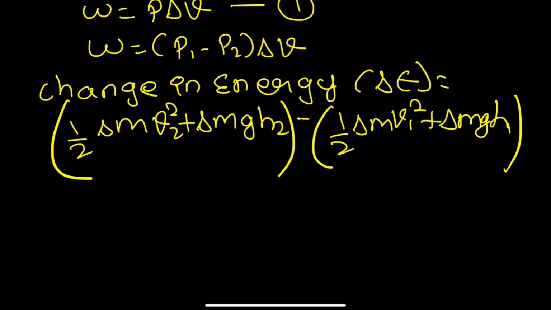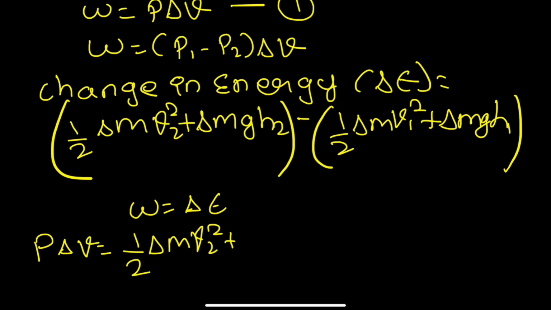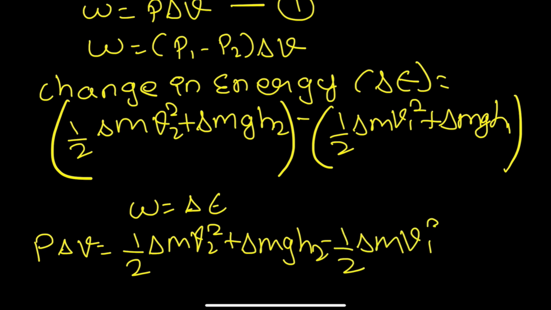Now, we know what the work energy theorem is. So let me tell you, those who don't know about the work energy theorem. The work energy theorem states that total work done is equal to change in kinetic energy. But in this case, work done is equal to change in energy. P delta V, it is a very similar derivation. Half delta M V2 square plus delta M g H2 minus half delta M V1 square minus delta M g H1.